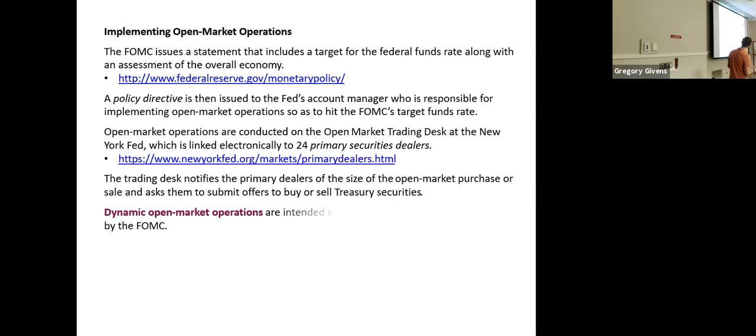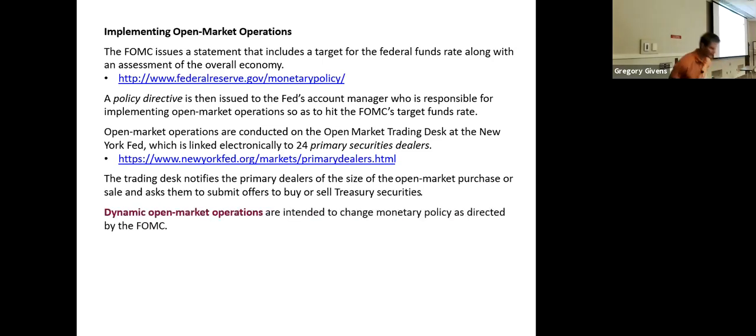And what the account manager does is he looks over those bids and accepts the best ones, the ones that are the most profitable for the Federal Reserve System. So that's how open market operations are actually carried out in practice, by the account manager at the trading desk of the New York Fed, who's electronically linked to these 24 primary government securities dealers.